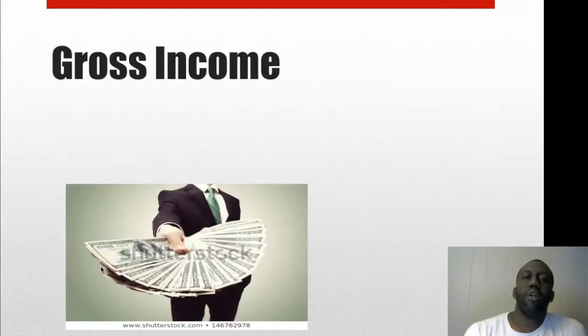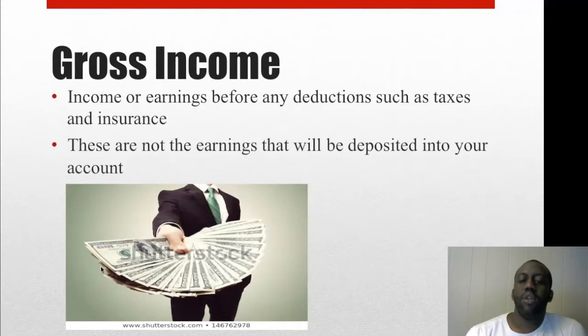Okay, so gross income. Gross income is the earnings before any taxes and any other deductions. So these are not actually the earnings that you will receive once you deposit your check into your checking account or savings account, or once your check is directly deposited into your account. These are not the earnings that you will actually receive. So if you have a pay stub and your gross earnings are $1,000, your earnings that you will actually receive will be less than $1,000.